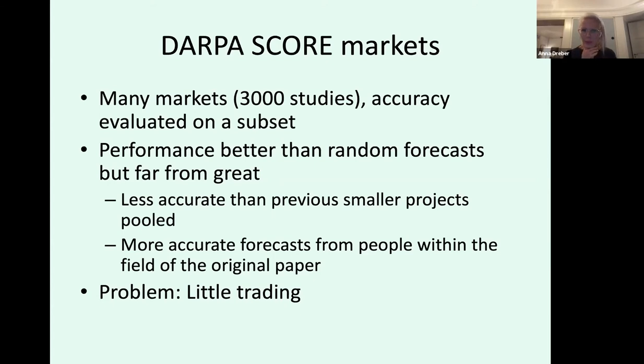If anything, people are better at forecasting within their own field compared to other fields. The biggest problem with these markets that we experienced was that there was very little trading. In our previous projects, we had researchers who participated for a limited amount of time for a limited number of papers to predict. Here, there were many papers over a long period of time, and very few people stayed on and predicted papers repeatedly. So thin markets were the biggest problem in these studies.